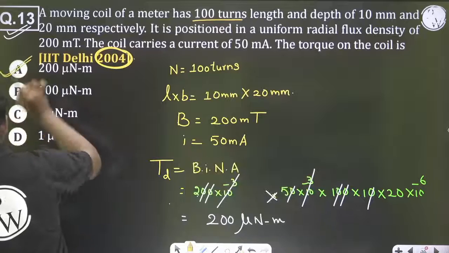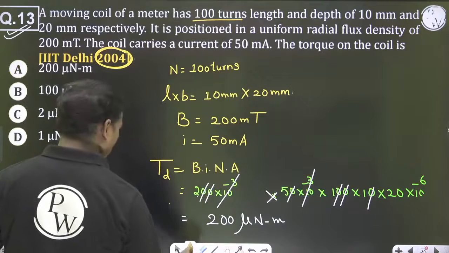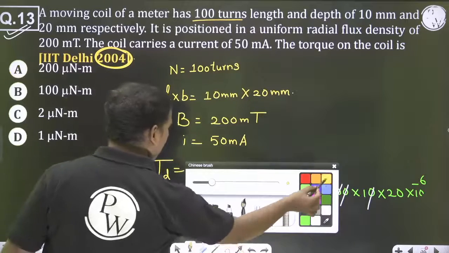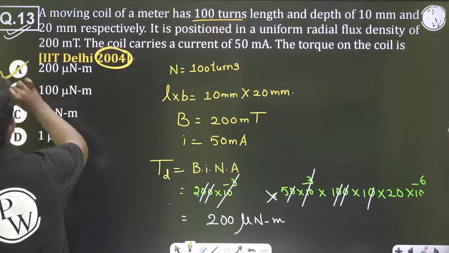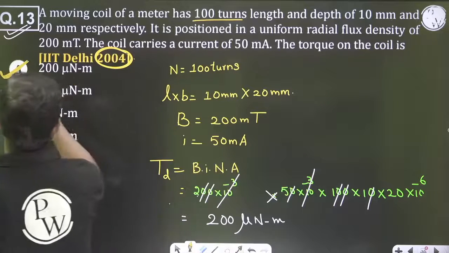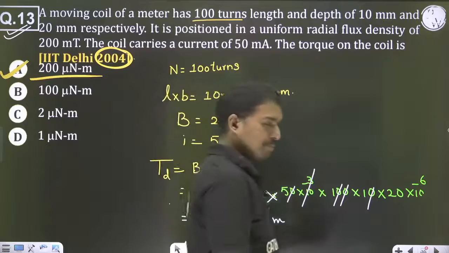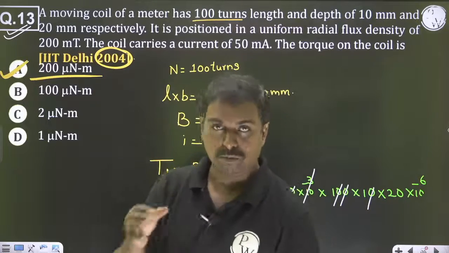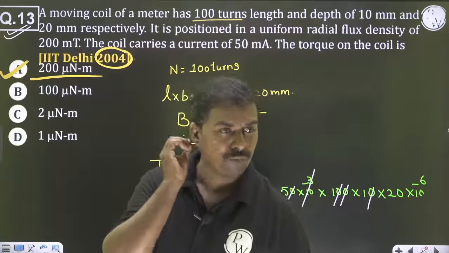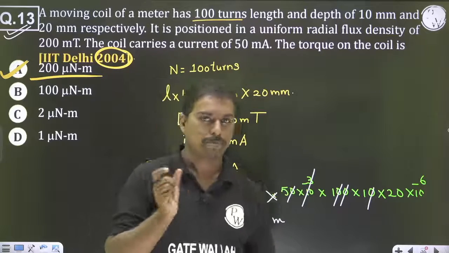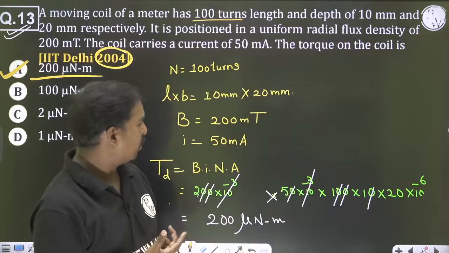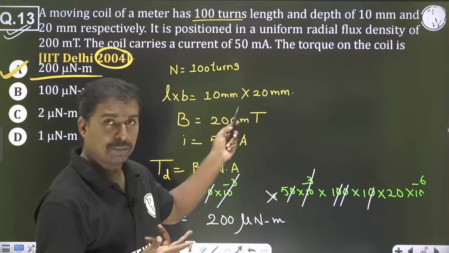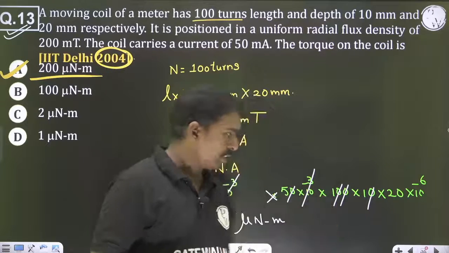So option A, 200 micro Newton meter. That's the deflection torque formula, BINA. You should be careful about the units. Sometimes they will give area in millimeters or centimeters, so units can be cancelled.